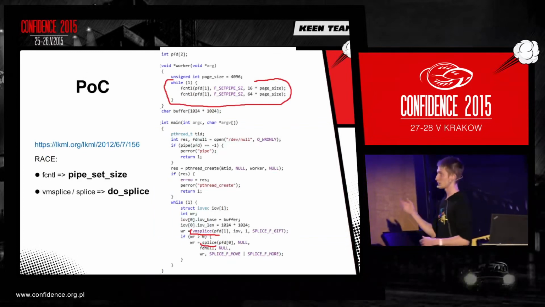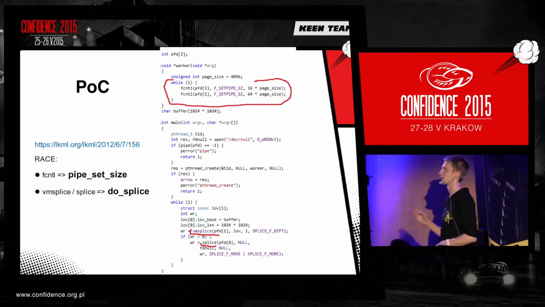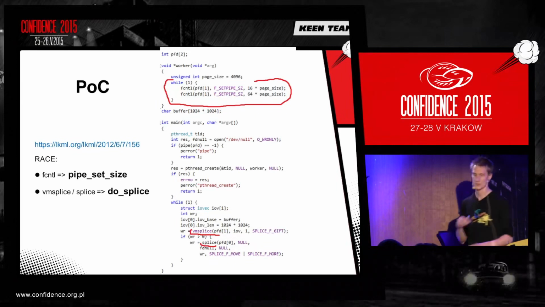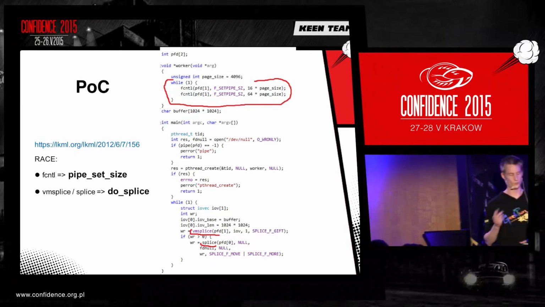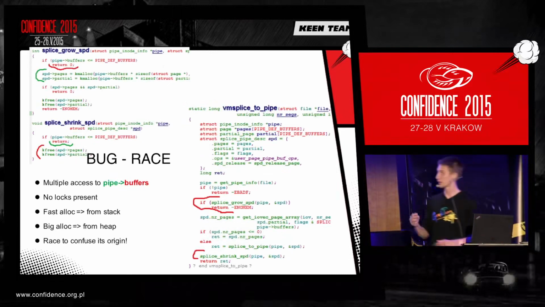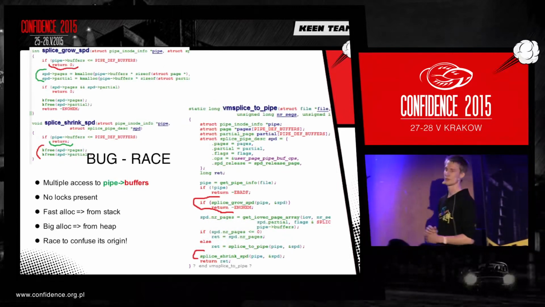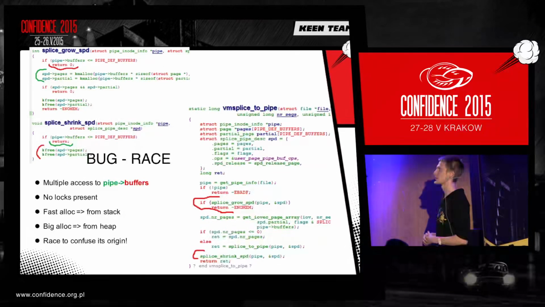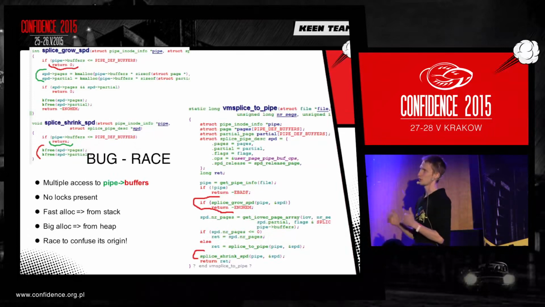And triggering this vulnerability was quite simple: just two threads, one resizing the size of the pipe buffers, and the other one just calling the splice functions. The bug was in the pipe buffers count, which is basically the index, the counter of the buffers. That means it was an out-of-lock access in setting the size and in splicing the pipe.